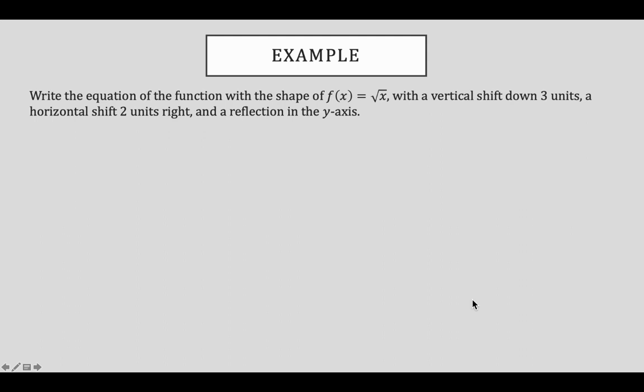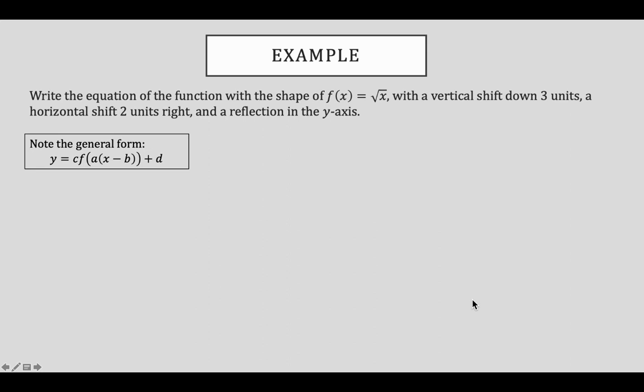Let's do a few examples now where we're actually writing the equation of the function given a few of the different transformations. So write the equation of the function with the shape of f of x equals the square root of x with a vertical shift down 3 units, a horizontal shift 2 units right, and a reflection in the y-axis. So in this case, what we're going to be doing is trying to identify what all of those constants, a, b, c, and d, are going to be so that we can apply them to our particular function.